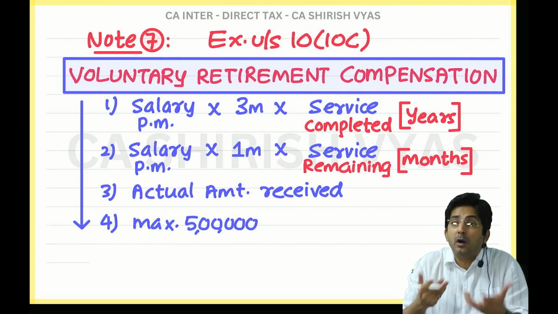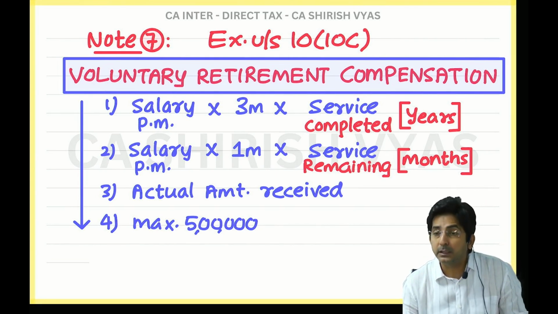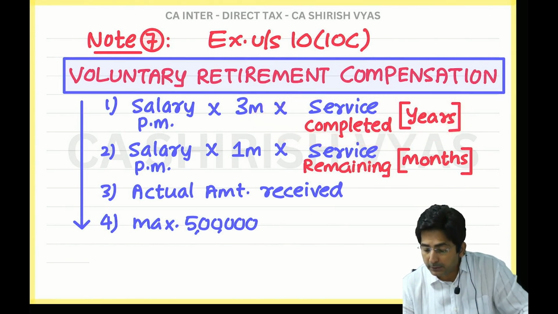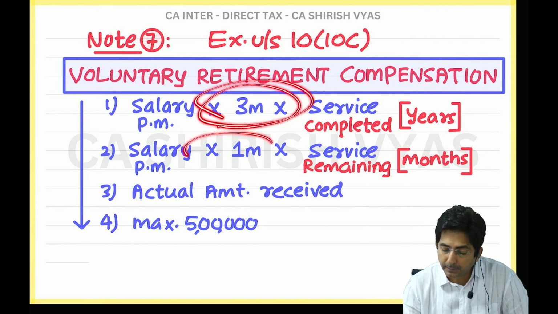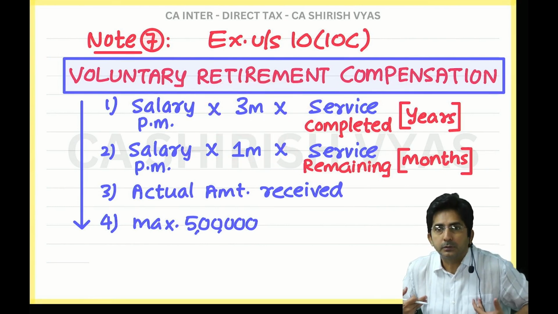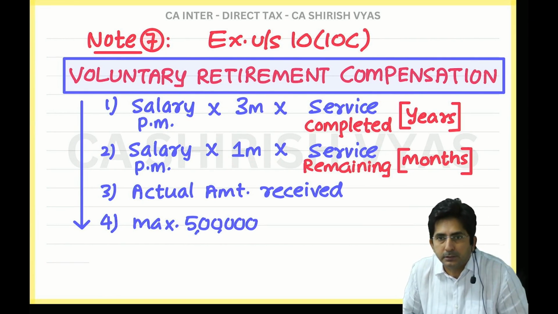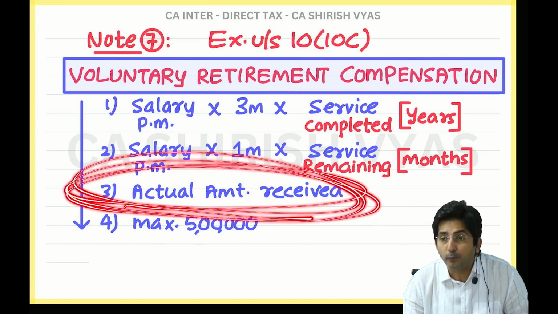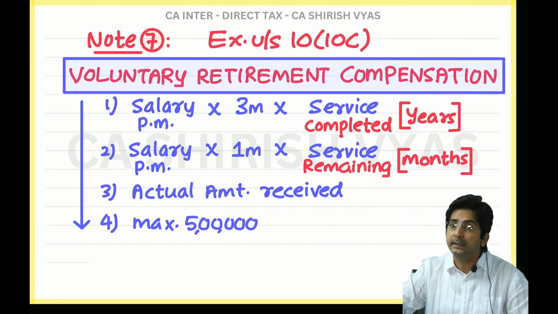See, actually what the company does is their wish. Some companies give you based on completed service. Some companies give you based on remaining service. And it is not necessary they will take 3 months and 1 month as the benchmark. It is the company's choice. I am the boss. It's my wish. I can give you compensation as per my wish. But that is the actual amount which you actually get from the boss. But the limit depends upon what the government feels is reasonable.